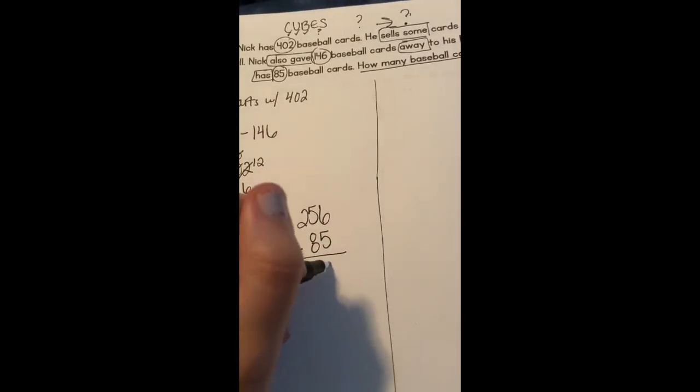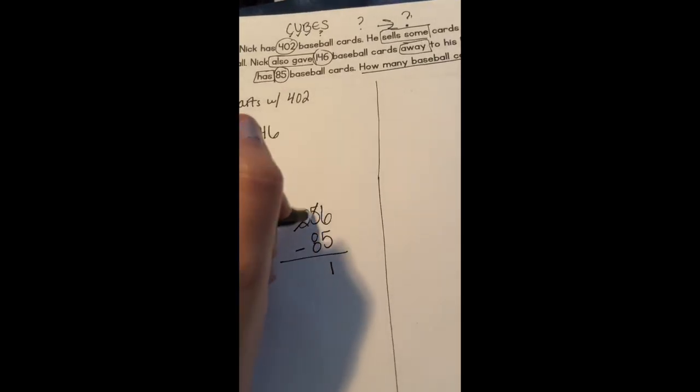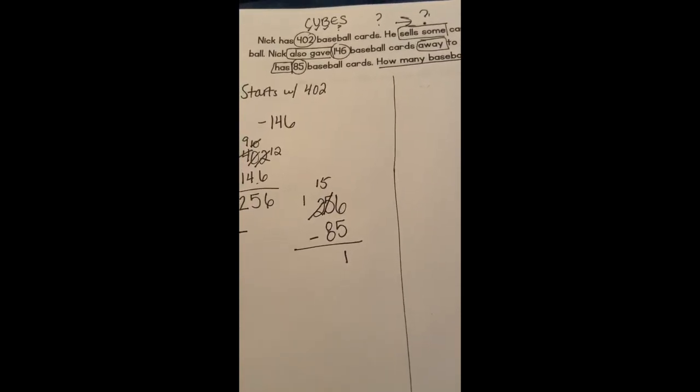6 minus 5, 1. I can't do 5 minus 8, so I need to borrow. That becomes a 1. The 5 becomes a 15. Now I can do 15 minus 8, which is, what's 15 minus 8?